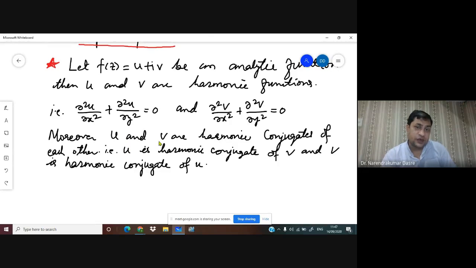Okay, so we can find u and we can find v if I know one of them. But the link is that the function is analytic. If f(z) is analytic, then only u and v are harmonic conjugates of each other. Otherwise, u may be harmonic, v may be harmonic, but they may not be the harmonic conjugate of each other if the function is not analytic. And that's why we have to be careful.